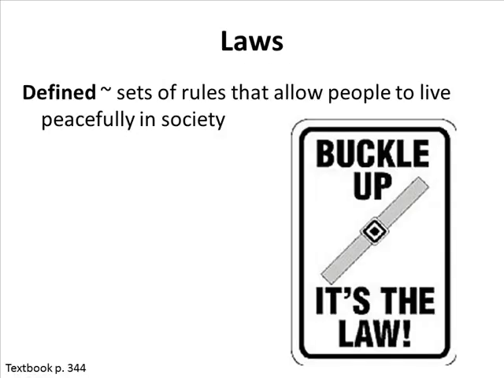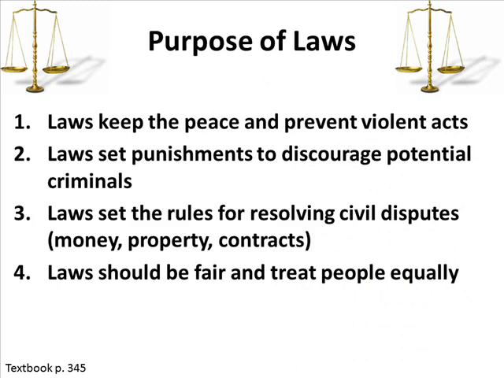Now, a law is going to be a rule that will allow people to live peacefully in society. There are four main purposes of law, and we can see them throughout society today. Laws keep the peace and prevent violent acts. They discourage potential criminals. They are able to settle disputes between people, and most of these disputes between individuals are going to be over money, property, or a contract of some sort. And laws are going to try to treat everyone fairly and equally. That's their goal and that's their objective. We've looked at that in rule of law and with the motto of our judicial branch being equal justice.